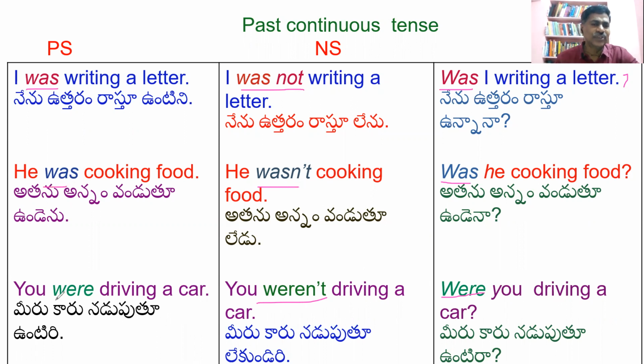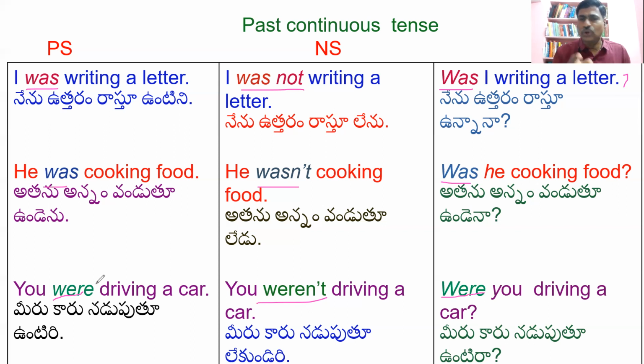He was cooking food. So the difference here is this B form. As I said in the present continuous tense, you used yesterday. I am writing a letter. I'm not writing a letter. Am I writing a letter? If you use present continuous, he is writing a letter. He is cooking food. He is not cooking food. Is he cooking food? You are cooking food.